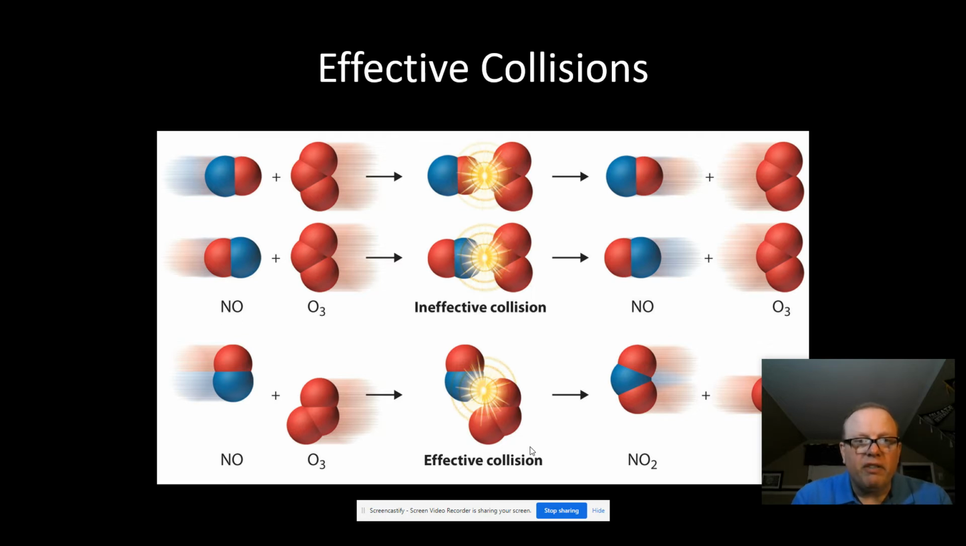In order for a collision to be effective, we have to have this idea of things colliding in the correct geometry. Here we have nitrogen monoxide combining with ozone. Doesn't matter which end of the nitrogen monoxide it is, if it hits the central oxygen atom of the ozone, which is O3, we get no reaction at all. But if the nitrogen monoxide hits one of the end oxygens on the ozone, then we get a reaction, an effective collision, we get nitrogen dioxide and oxygen produced. So that idea of an effective collision, it has to have effective geometry.